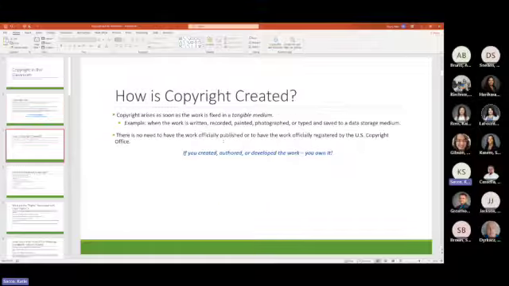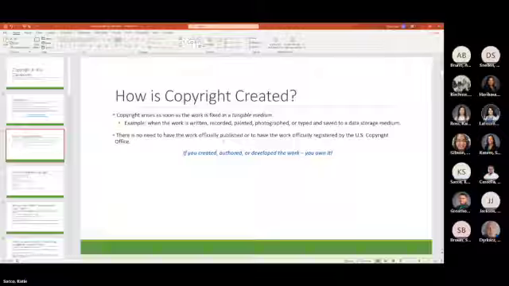So how is copyright created? Copyright arises as soon as the work is put in a tangible medium. As soon as you take that picture, as soon as you record the video, as soon as it is written, it is automatically protected by copyright. You do not necessarily have to register with the Copyright Office. Remember, if you're coming into somebody's published art display and they're videoing a work, as soon as that thing is videoed, that is a copyrighted work. You cannot reuse it.